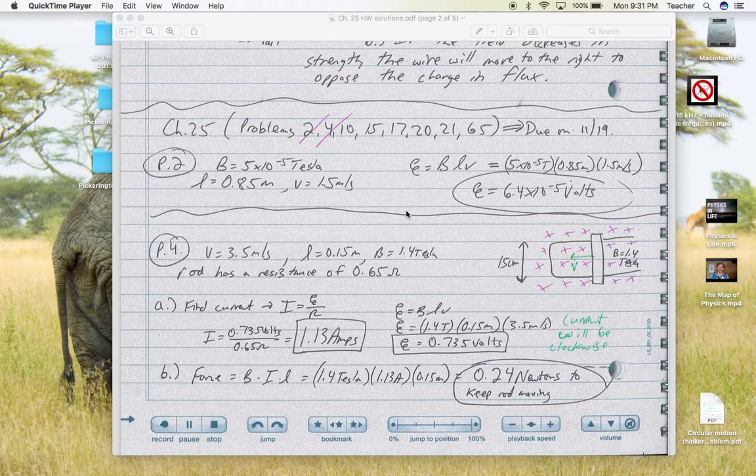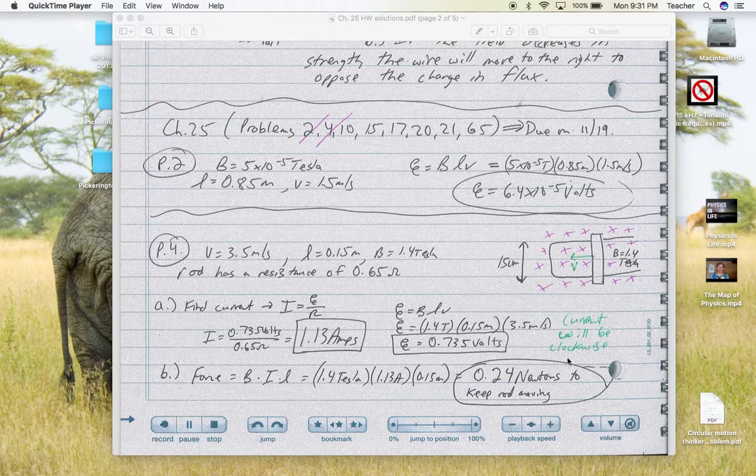For problem 2, figure out the voltage across the moving wire in the magnetic field. It's simply equal to E equals B times L times V. So that is the potential difference across that moving length of wire.